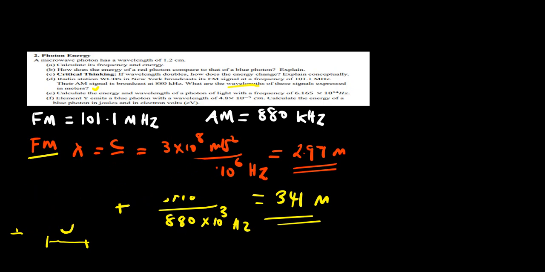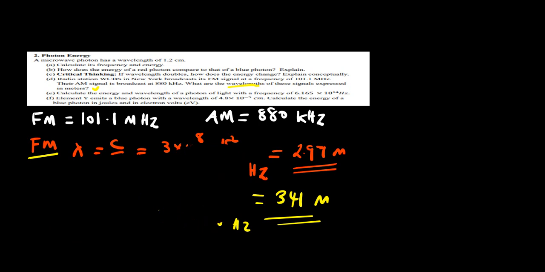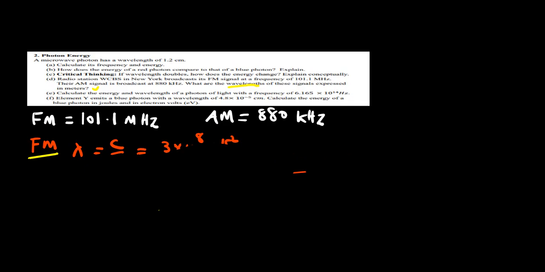Okay, then we've got another question. Question C says, calculate the energy and the wavelength of a photon of light with a given frequency. Okay, that is very simple as well. So let's just do that. We're calculating two things here: the energy and the wavelength of a photon of light. So how are we going to find the energy? Let's start with the energy.